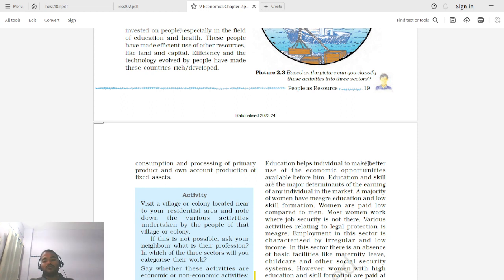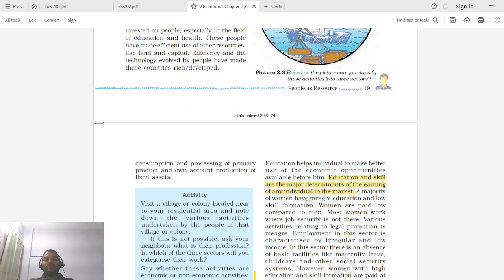So education helps individuals to make better use of economic opportunities available before them. Education and skill are the major determinants of the earning of any individual in the market. So it is the education and skills that will determine how much a person can earn, or what level of earning a person can achieve.